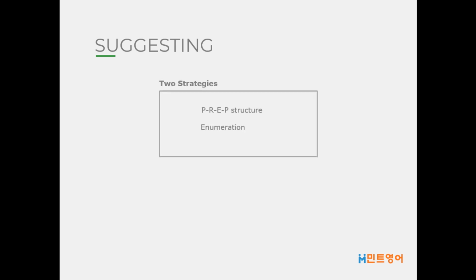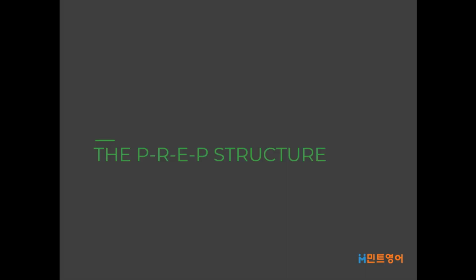There are two strategies in making suggestions. First is by using the PREP structure, and second is by enumeration. These two strategies have similarities and differences, but both of them are useful in answering questions that ask for suggestions. First, let's discuss the PREP structure.